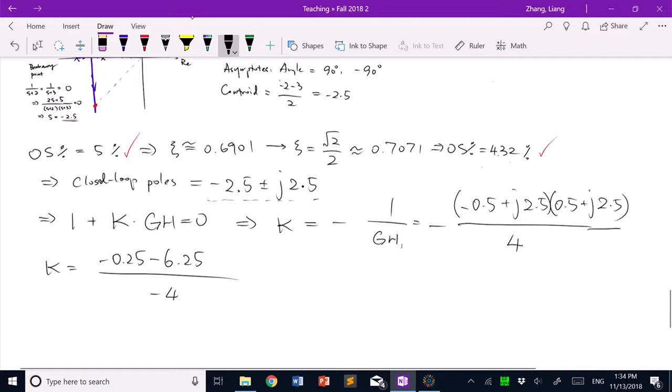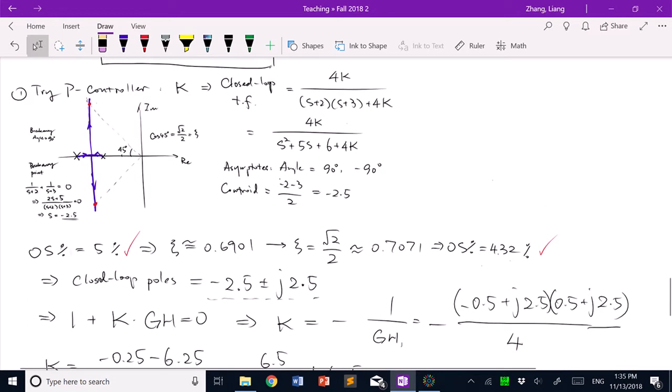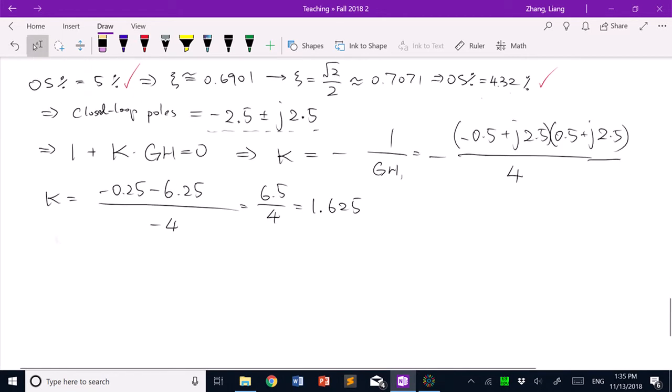And it's minus 0.5 times j 2.5, and plus 0.5 times j 2.5. Those two pure imaginary numbers, the imaginary parts will cancel each other, and you should have just 6.5 divided by 4, or it will be 1.625. Okay, 1.625. So this will be your k, such that you can have this 5% or 4.3% of overshoot.